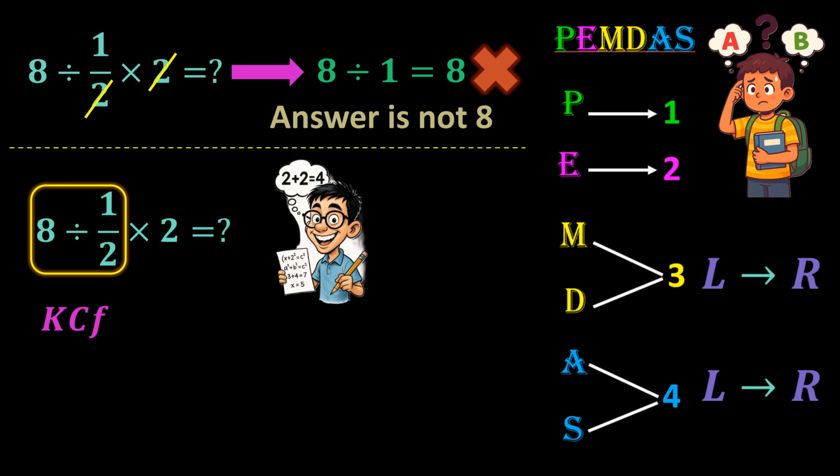The KCF rule is used in fraction division, where the rule is as follows: we keep the first term the same, change the division sign to a multiplication sign, and invert the second term.